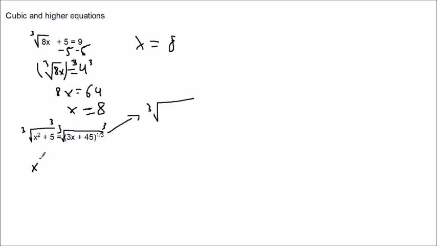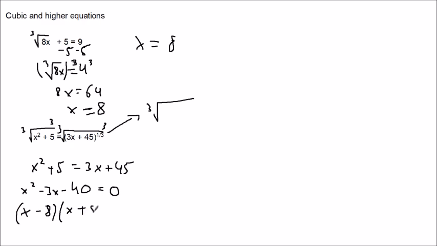You will get x squared plus 5 is equal to 3x plus 45. And if you subtract them all to the other side, you'll get x squared minus 3x minus 40, and we know how to solve a quadratic equation. We can factor or use the quadratic formula. In this case, there is an easy factor pair. For this equation, it is just x minus 8 times x plus 5, and that will give you x is equal to -5 and 8. And these are the answers.